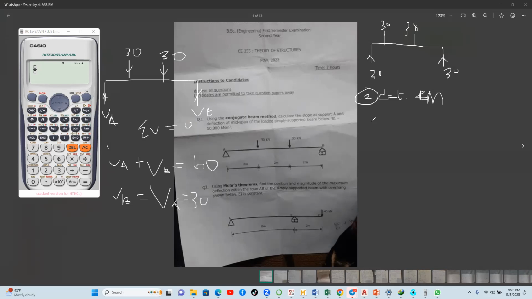Okay, so in determining bending moments, what we do is that we cut the section into two and we take one half of it.